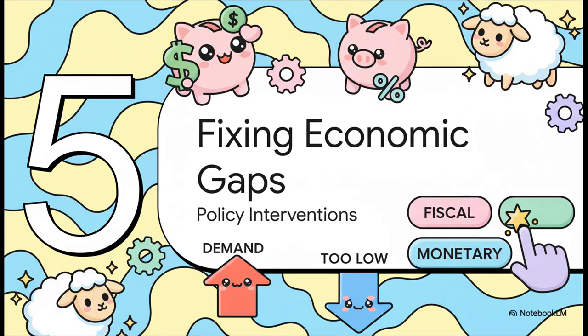So what happens when the economy isn't in that perfect spot? What if there's tons of unemployment or prices are skyrocketing? Well, that's when governments and central banks have to step in and try to fix things. Let's see what tools they have.